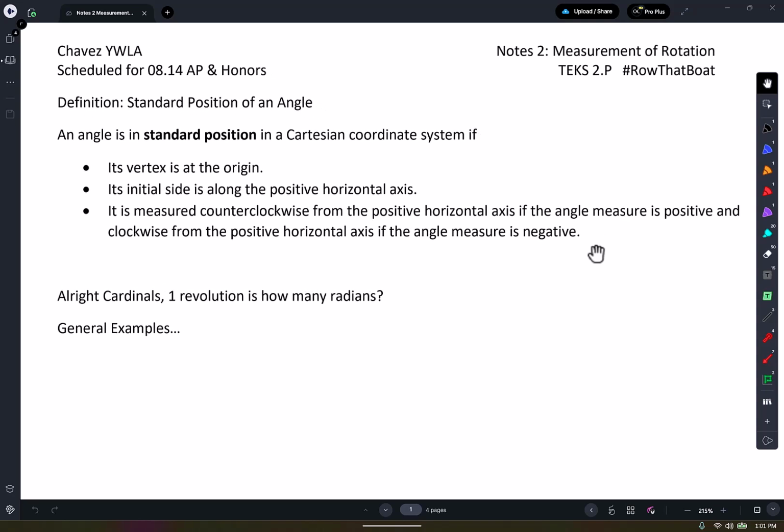So it says definition: standard position of an angle. An angle is in standard position in a Cartesian coordinate system if. So don't worry, Cartesian is the same thing as rectangular, which just means x comma y, a two-dimensional coordinate grid, x and y. Its vertex is at the origin. Its initial side is along a positive horizontal axis. It is measured counterclockwise from the positive horizontal axis if the angle measure is positive, and clockwise from the positive horizontal axis if the angle measure is negative.